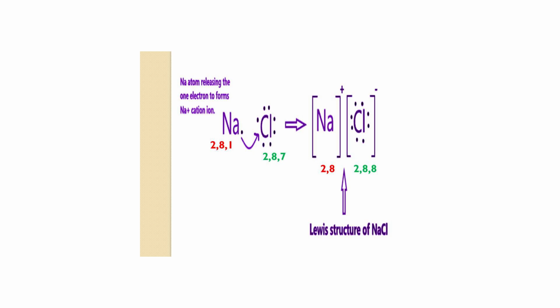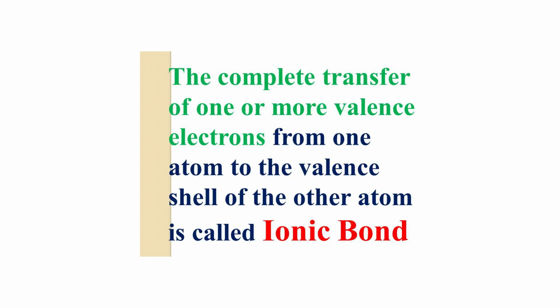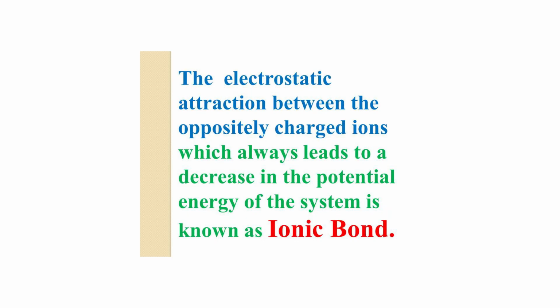Can you define electrovalent bond? Yes, complete transfer of one or more valence electrons from one atom to another is known as ionic bond. Then another definition: the electrostatic attraction between two oppositely charged ions, that is Na+ and Cl- ions, which always leads to a decrease in potential energy of the system, is also known as ionic bond. That is, in ionic bond there is transference of electron from one atom to another.